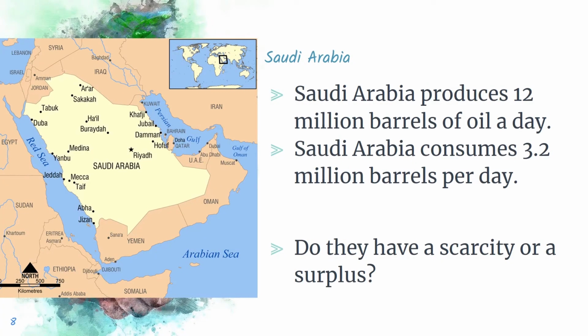Saudi Arabia produces 12 million barrels of oil per day. Saudi Arabia only consumes 3.2 million barrels per day. So, do they have a scarcity or a surplus?